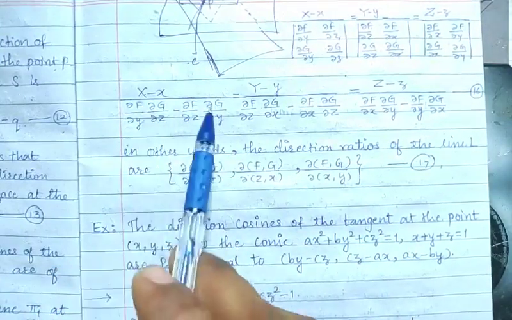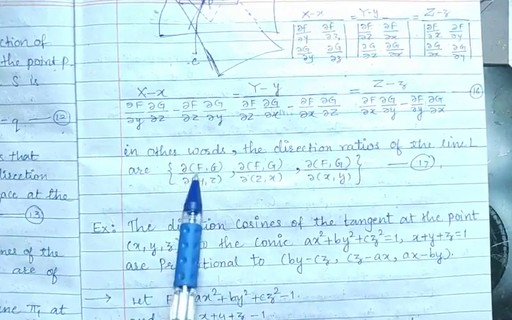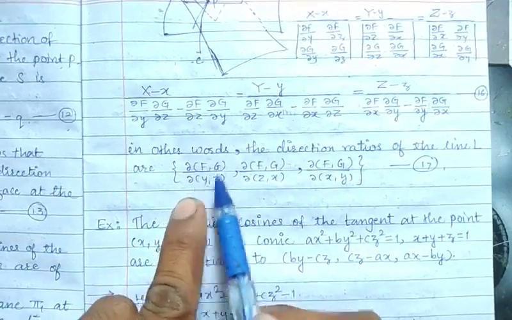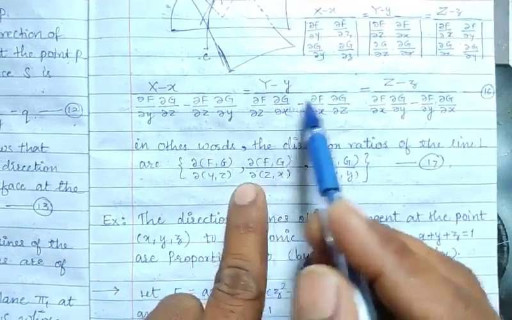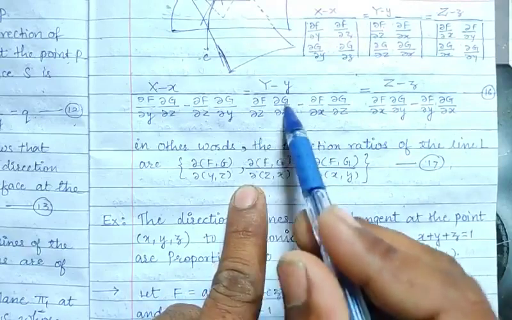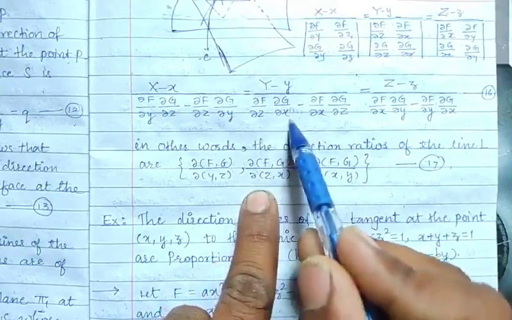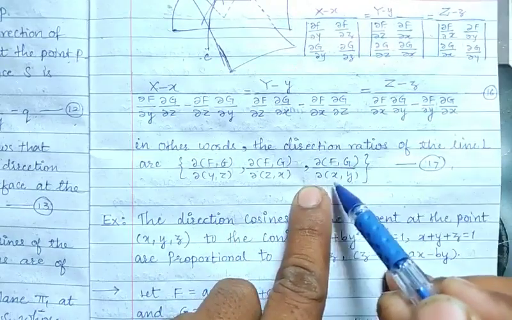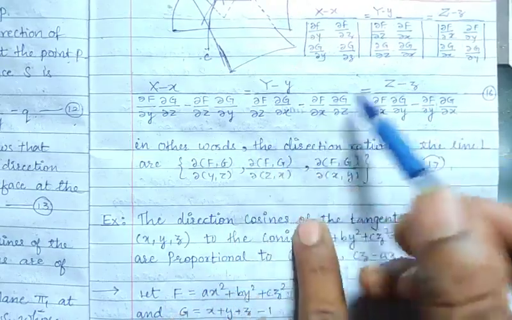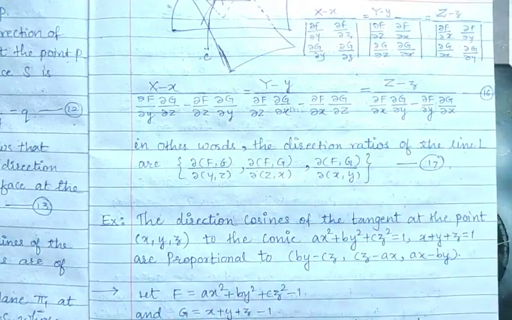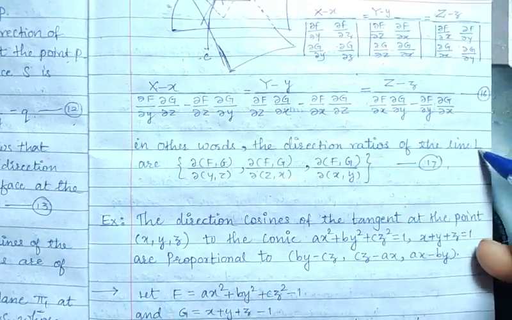So this term can be written as the Jacobian ∂(f,g)/∂(y,z), this term can be expressed as ∂(f,g)/∂(z,x), and this term can be written as ∂(f,g)/∂(x,y). So these are the direction ratios of line L.